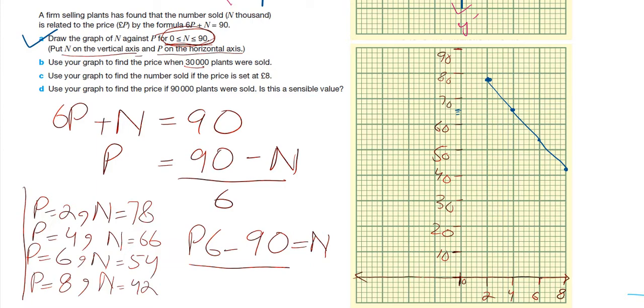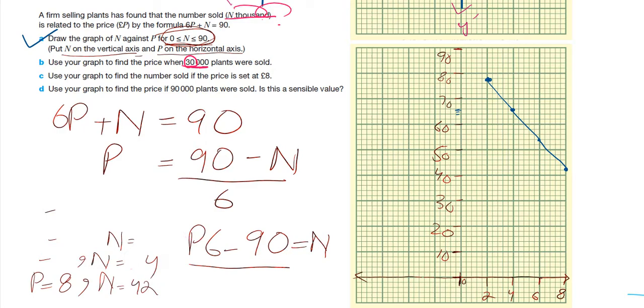Use a graph to find the price when 30,000 plants were sold. Okay, you know one thing over here, whenever we are writing n, that means 78, doesn't mean that's 78, that means 78,000. Okay, 66,000, because that's already mentioned over here. N means 1,000, and after that n thousands. So this means 30,000. Okay, we have to find out when our n is 30, how much will be the price of 30 plants.